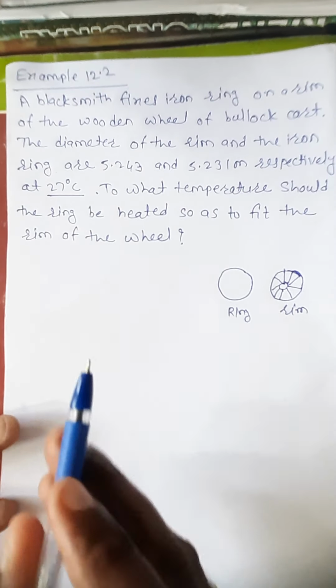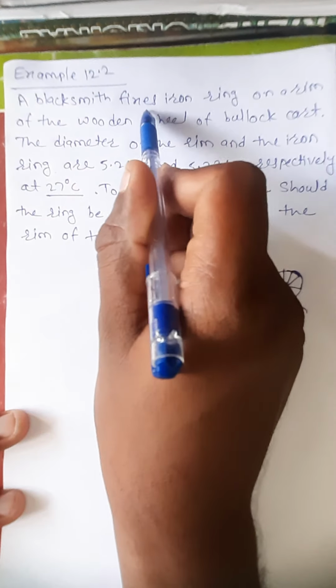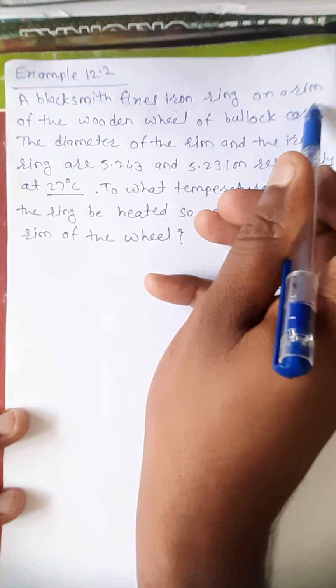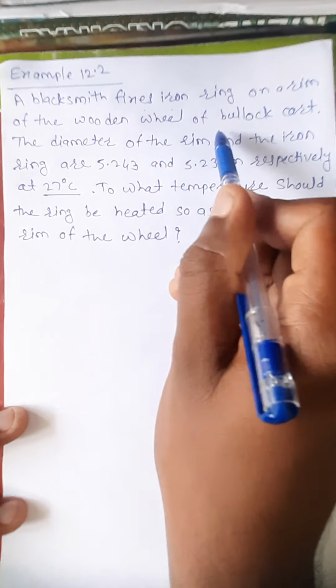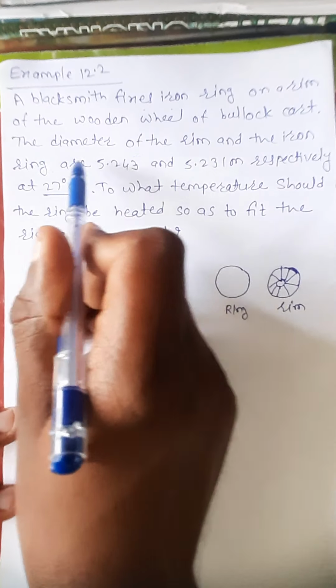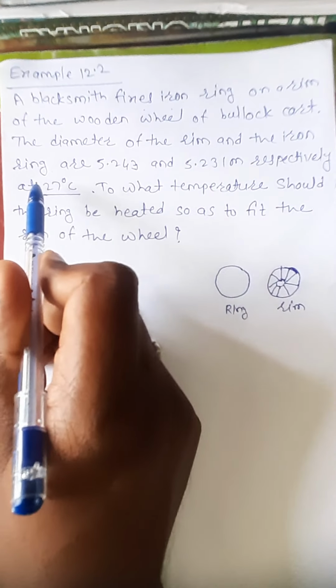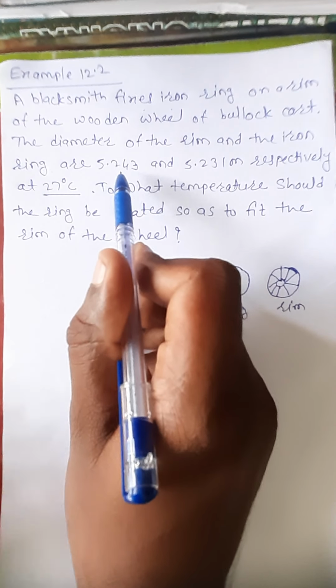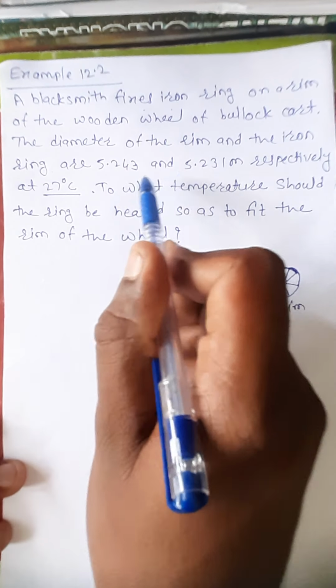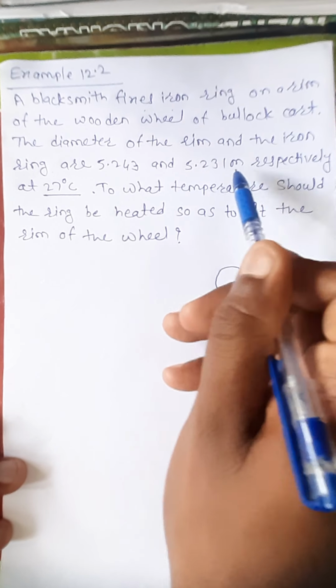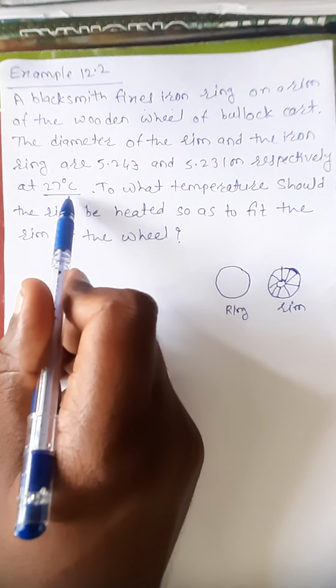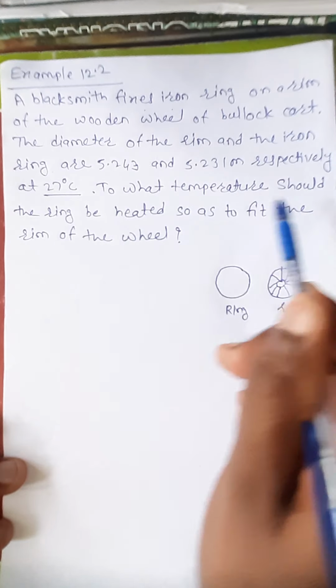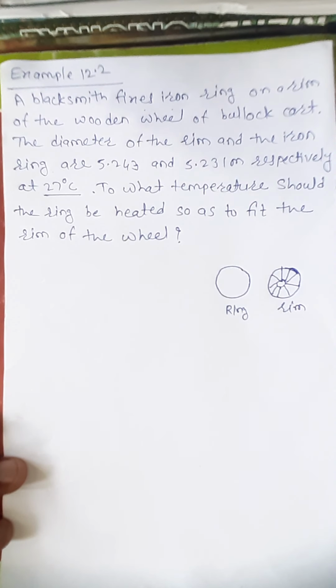Now the next example, 12.2. A blacksmith fixes an iron ring on the rim of a wooden wheel of a bullock cart. The diameters of the rim and the iron ring are 5.243 and 5.231 meters respectively at 20 degrees Celsius. To what temperature should the ring be heated so as to fit the rim of the wheel?